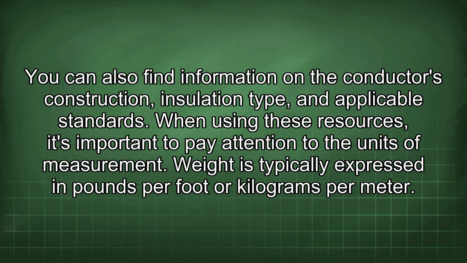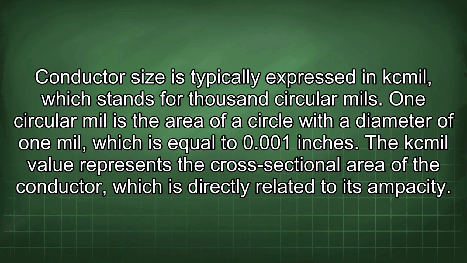When using these resources, it's important to pay attention to the units of measurement. Weight is typically expressed in pounds per foot or kilograms per meter. Conductor size is typically expressed in kcmil, which stands for 1,000 circular mils. 1 circular mil is the area of a circle with a diameter of 1 mil, which is equal to 0.001 inches. The kcmil value represents the cross-sectional area of the conductor, which is directly related to its ampacity.